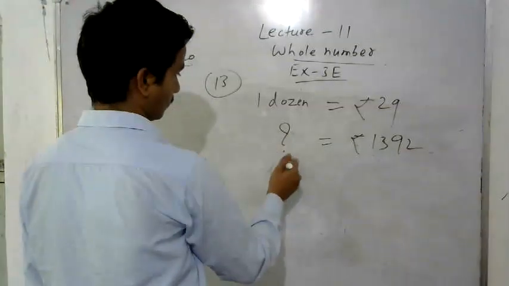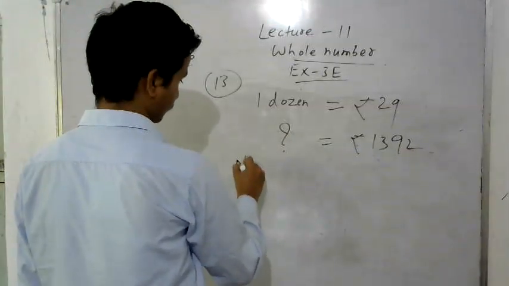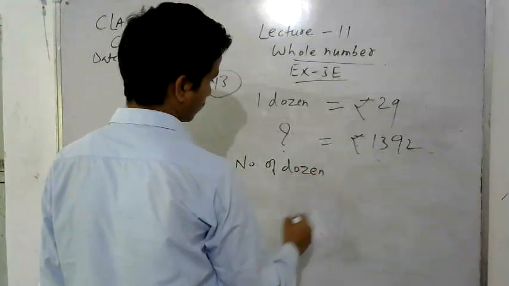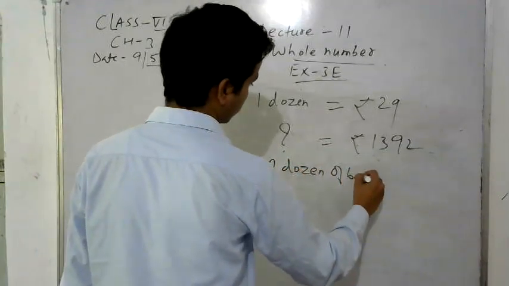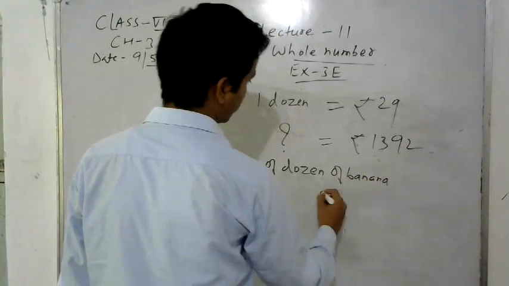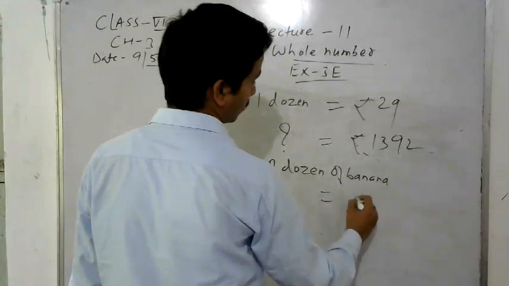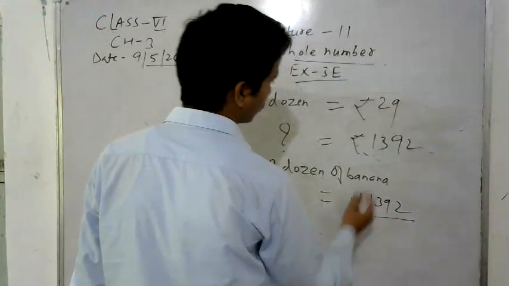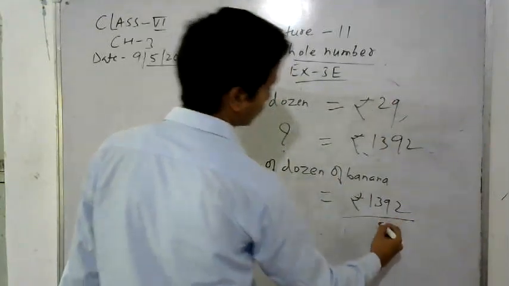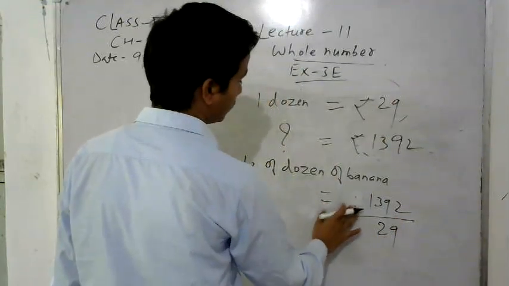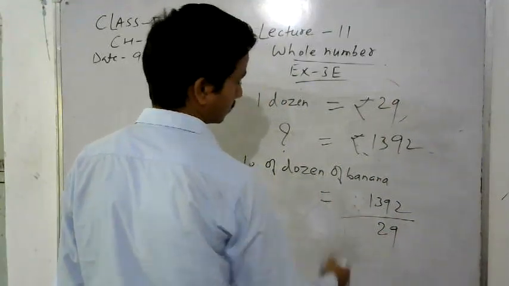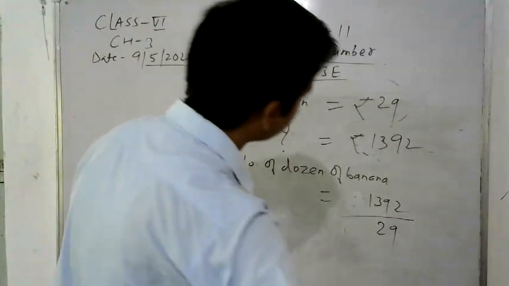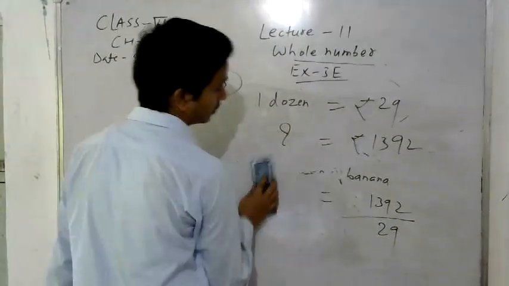So the number of dozens of banana will be equal to, just divide. What is the total amount? 1392. You have to divide it by the per dozen cost, which is 29. So divide it and you will get the answer. This is a simple problem and you have to divide it.